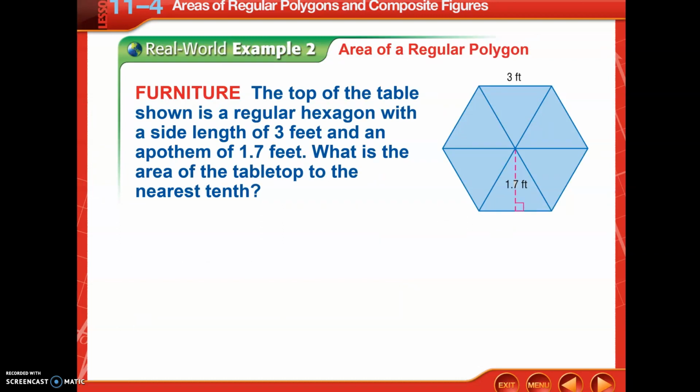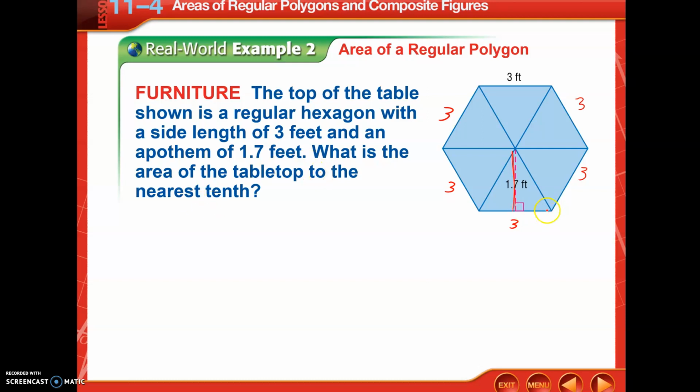All right, so the top of the table is a regular hexagon with a side length of 3 feet. So that means each side is 3 feet. And an apothem of 1.7 feet. So that's this height here is 1.7 feet. What is the area of the tabletop to the nearest tenth?